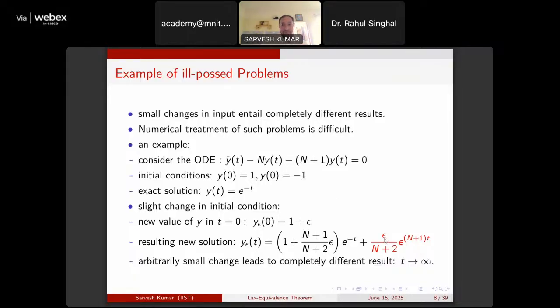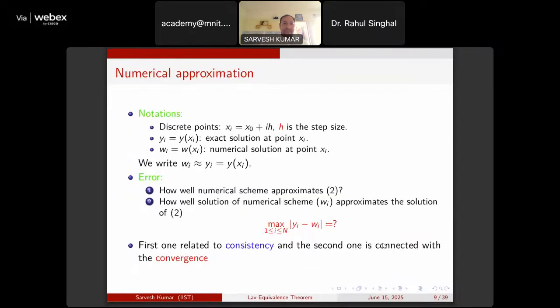This is the ill-posed problem, even though epsilon is small. So now the question is, how do we handle ill-posed problems? That's a separate branch of mathematics. Just to note, we are preparing ourselves to see the application of the Lax theorem actually.